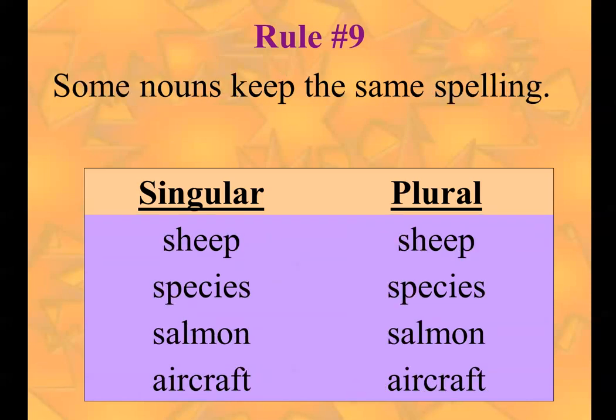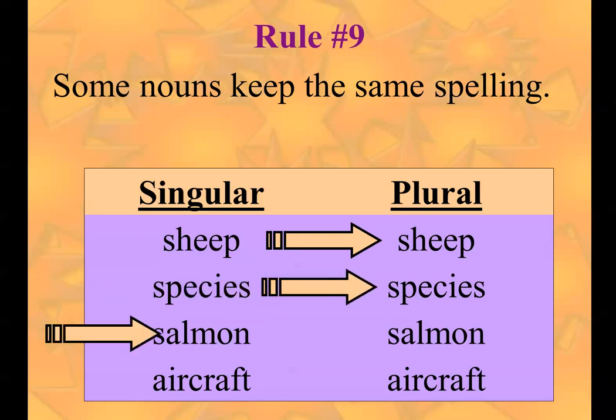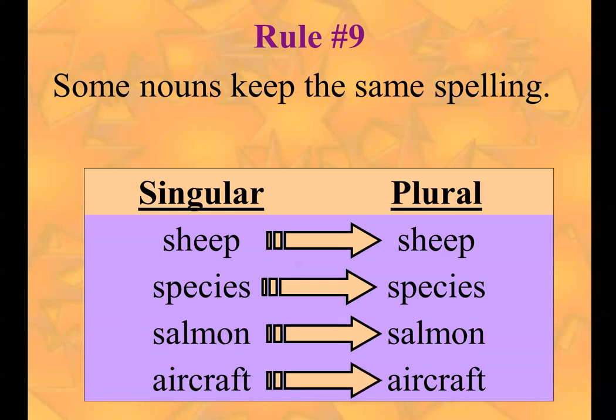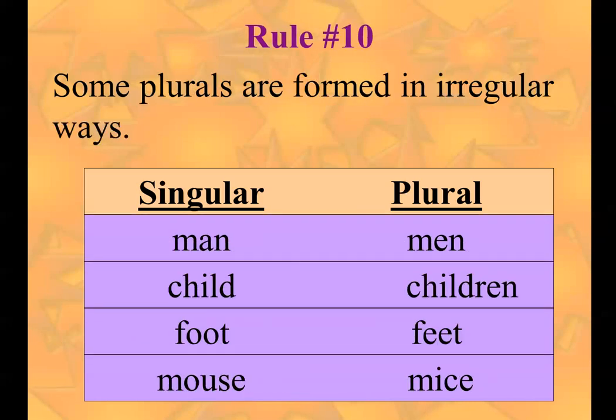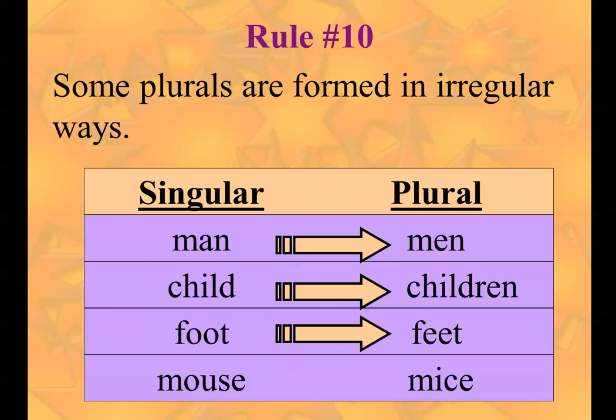Rule number 9 is that some nouns in the English language keep the exact same spelling. So sheep is still sheep, no matter how many sheep you're referring to. Some other examples are species, salmon, and aircraft. Rule number 10 is that some plurals are formed in irregular ways. You can change the spelling completely. For example, man becomes men, child becomes children, foot becomes feet, and mouse becomes meese. Just kidding, becomes mice.